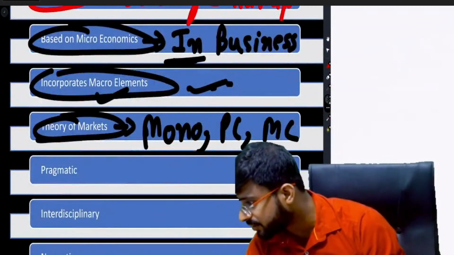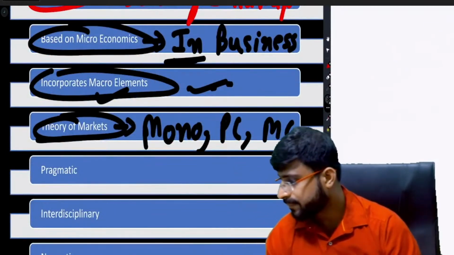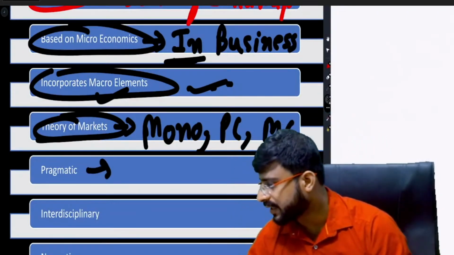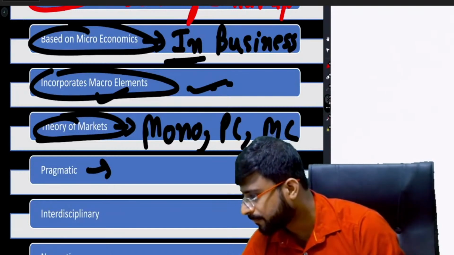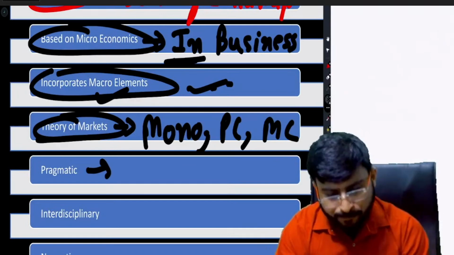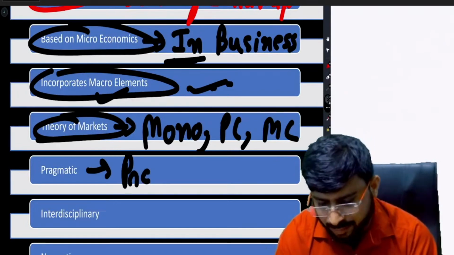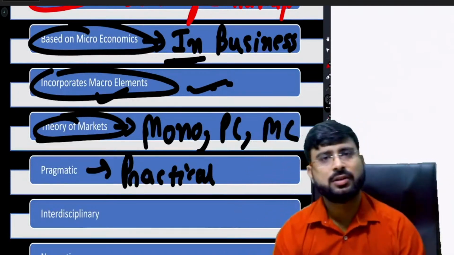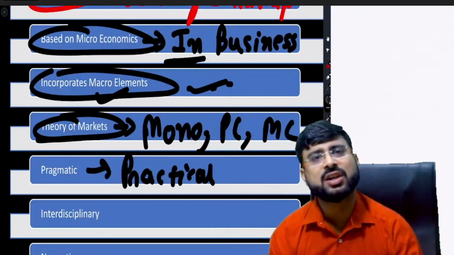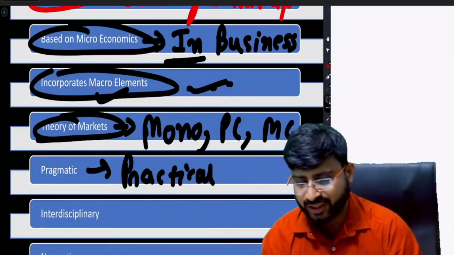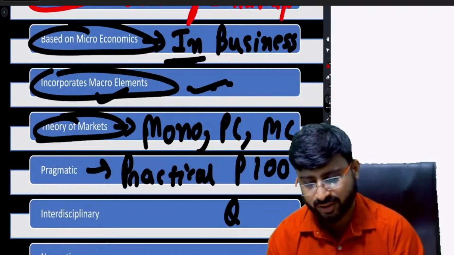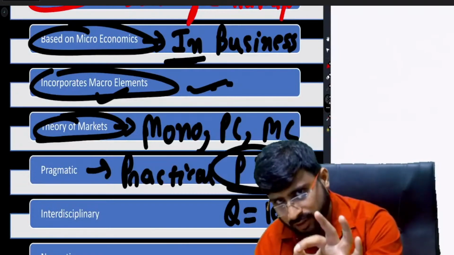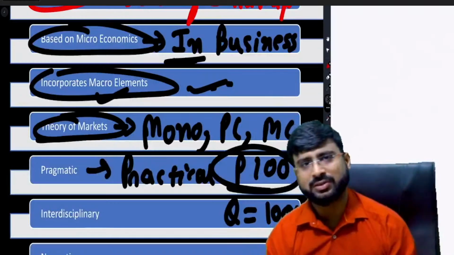Next interesting feature is that it is pragmatic. Pragmatic means practical. Business economics is not straight away theoretical. There has to be some practical logic. I'll give you an example. Suppose the price of a product was 100 rupees. The quantity demanded was 1000 units. Now suppose the price of the product increased from 100 rupees to 200 rupees.